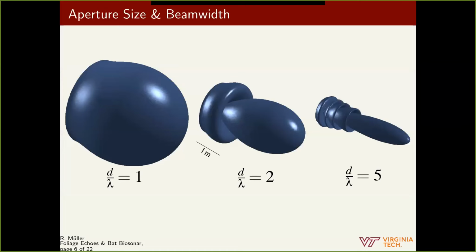I have taken the beam pattern, the ultrasonic beam of a piston source, and the three different pictures show you what this would look like if the wavelength and the size of the piston are the same, or the piston is two times the wavelength or five times the wavelength. You see the larger you get compared to the wavelength, the narrower beam you can make. Of course, you're also getting more and more side lobes, but that's a separate story. So you can make a narrower beam when you're large. And so the problem is, again, the bats are small.